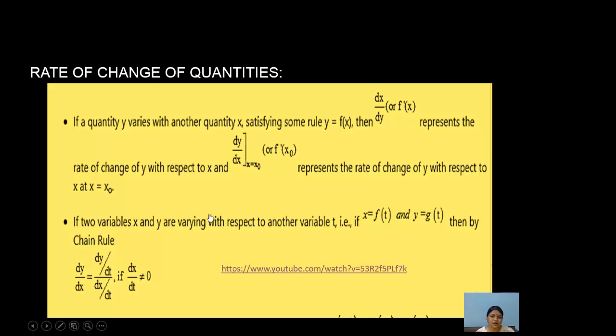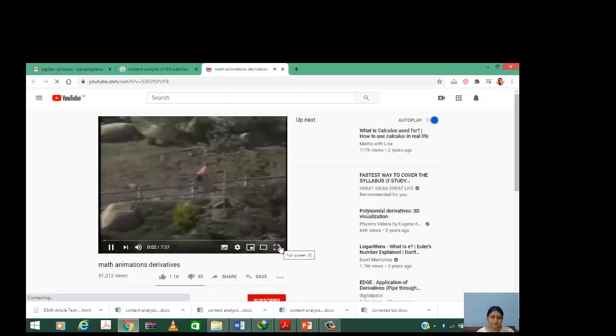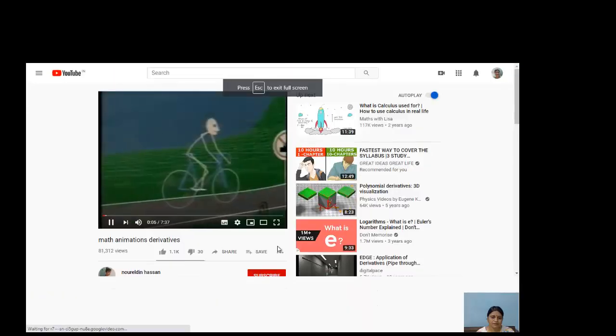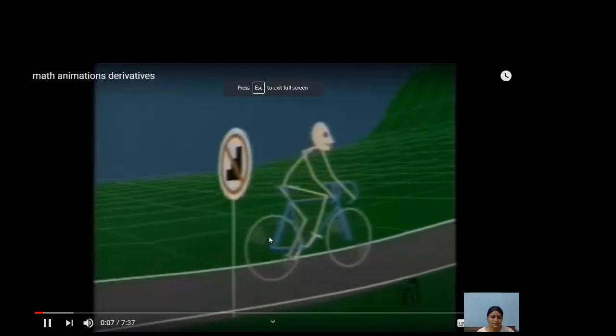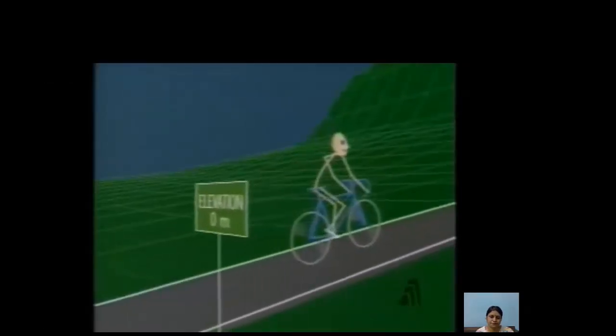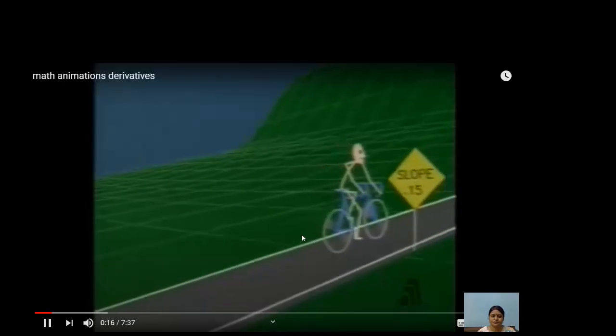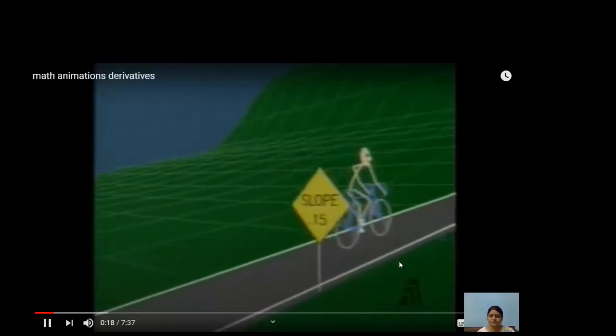Now, let us understand this concept by looking at the video. Let's see how it represents. Consider the factor of steepness. On an incline, the steepness is the ratio of the change in elevation to the change in horizontal distance. This ratio, a number, is called the slope.